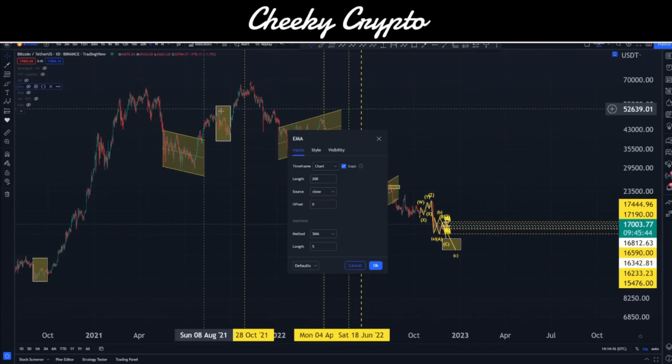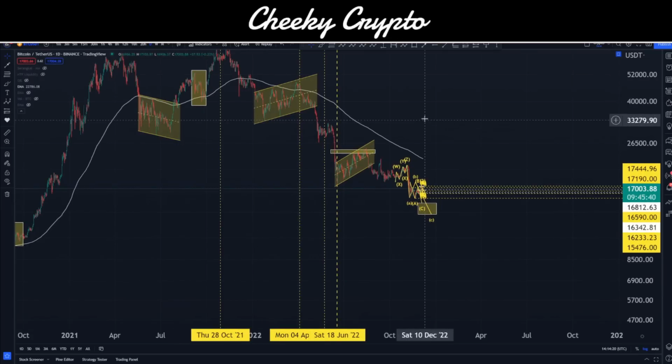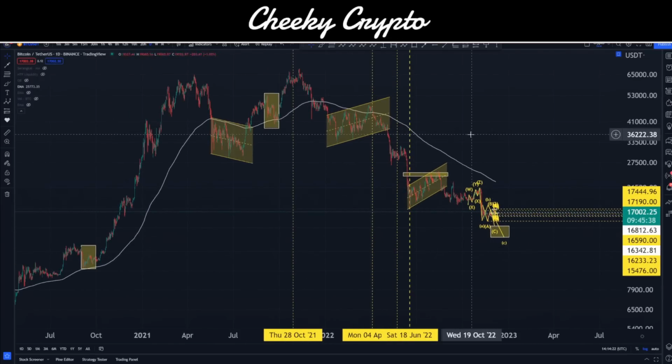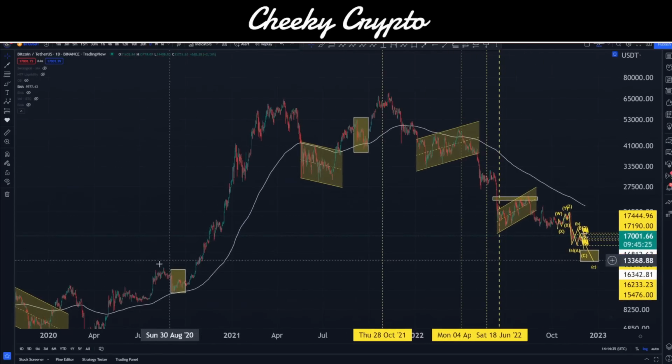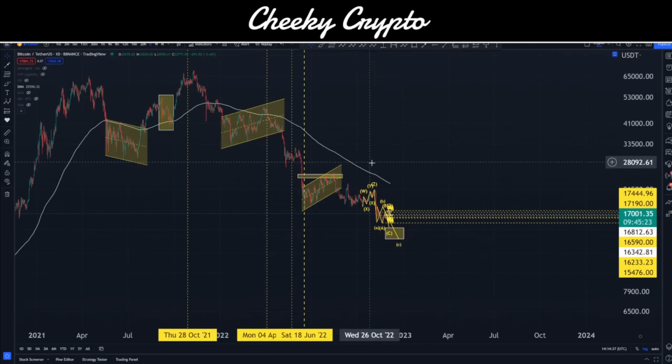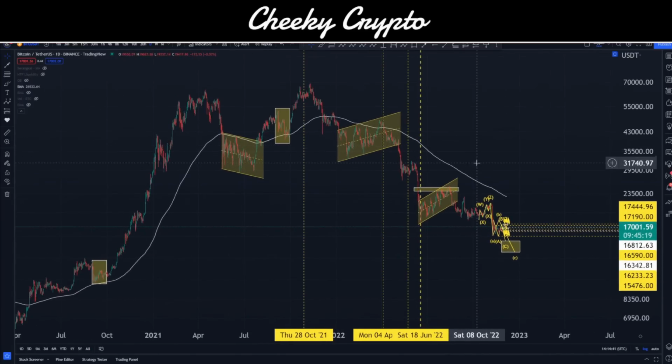Now, let me throw this 200 EMA on here on this daily chart. This is something that gets used in traditional finance, stock markets and forex markets as a trend filter. Basically, if you're below this 200 EMA, you're in a trend to the downside, and if you're above it, you're in a trend to the upside, as clearly seen here in the 2021 bull market versus the 2022 bear market. A lot of people are using the 200 EMA as their trend filter.